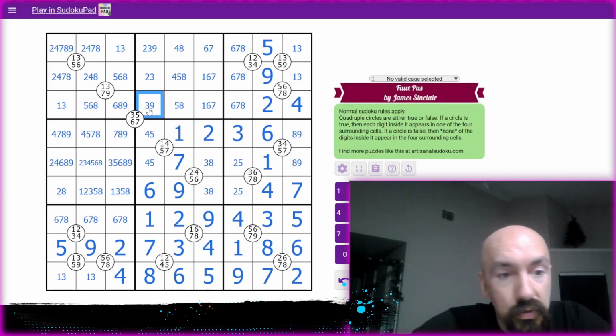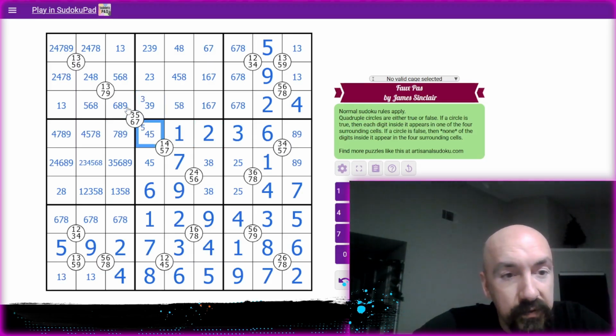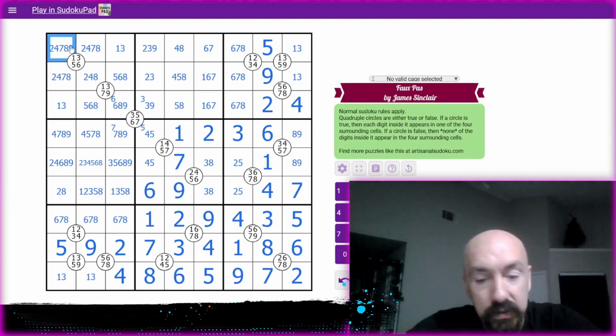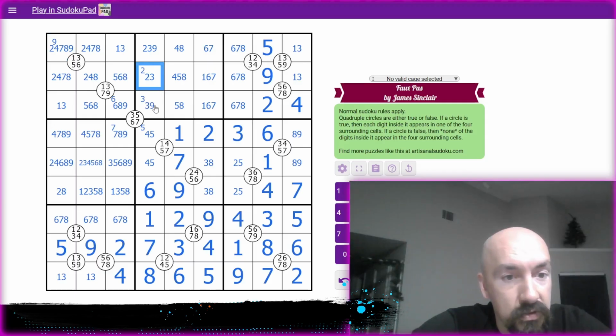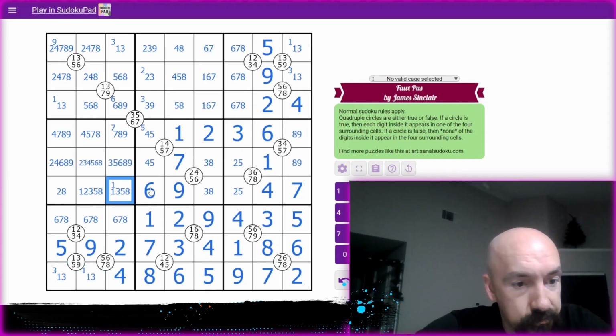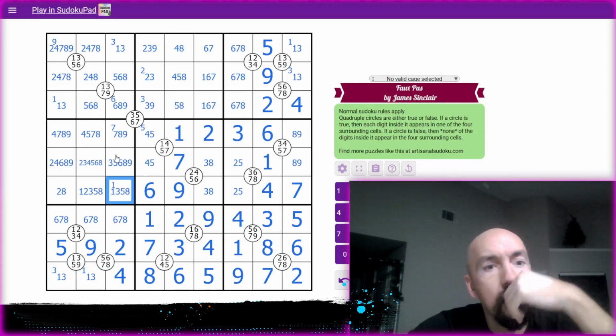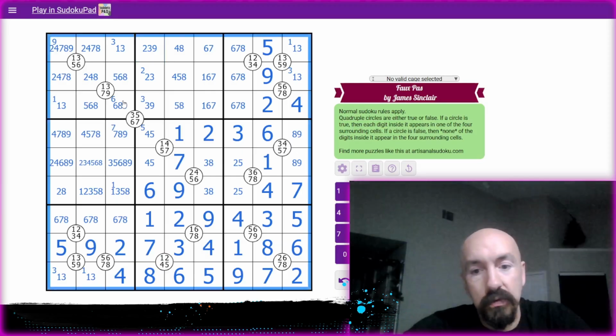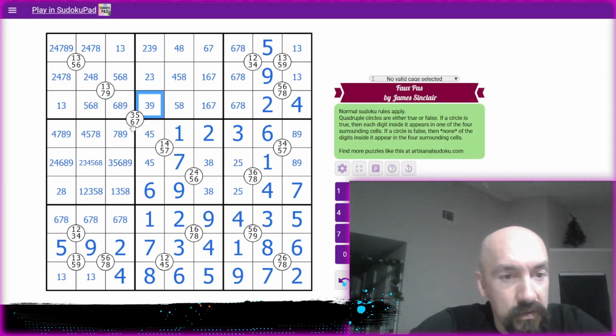if this is true, this would have to be a 3, 5, 6, and 7, which would place that as a 9. This would now be a 2, be a 1, 3, be a 3, 1, that'd be a 1, okay. And then this would also have to be a 9. Okay, so this one is false.